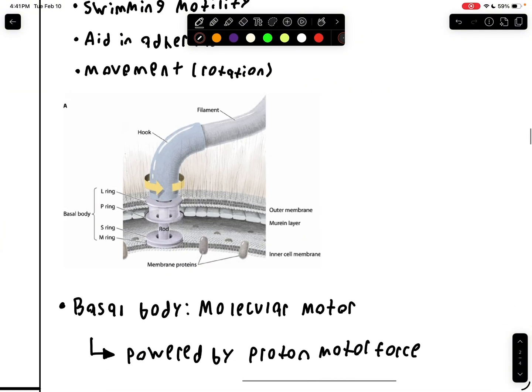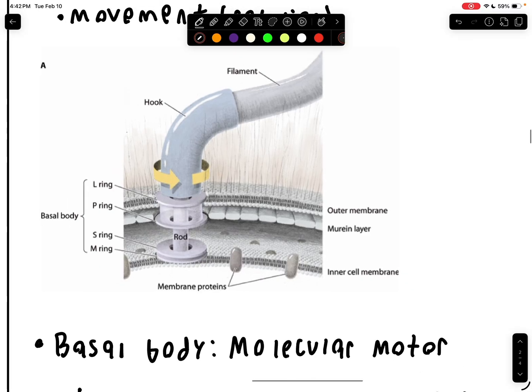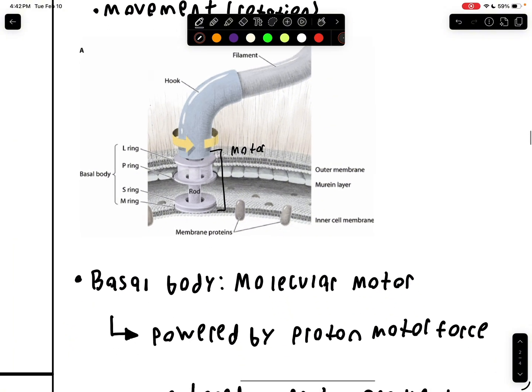Now, the way it moves is through rotation. So you can see over here, this looks kind of crazy, but this whole thing right here is a motor. That's all you have to worry about. It's a motor, basically. It's what we call a basal body, and it's just a molecular motor. All it does is it spins. So it's just spinning, right?